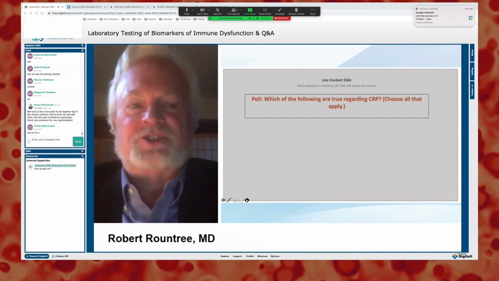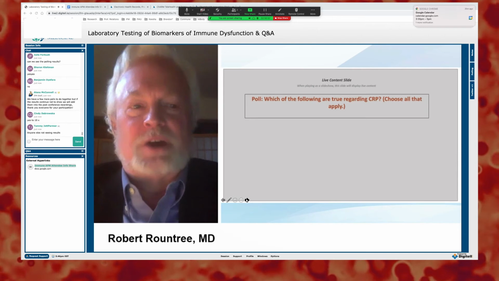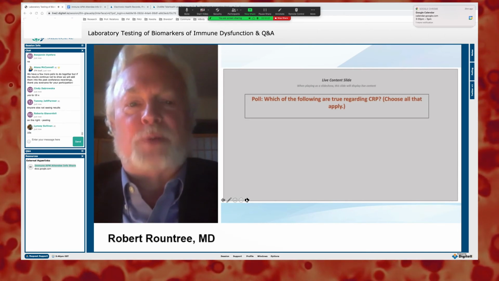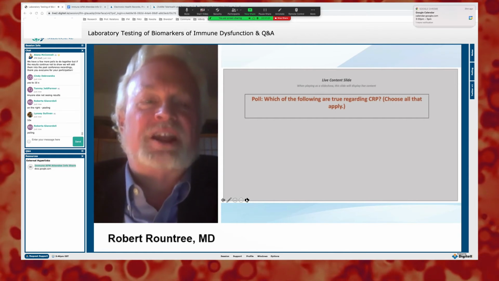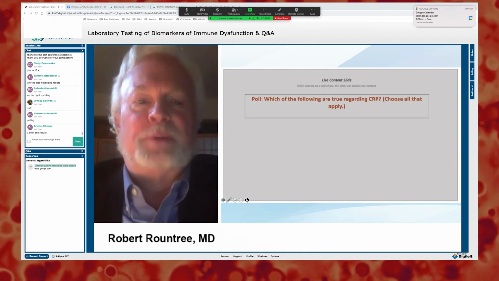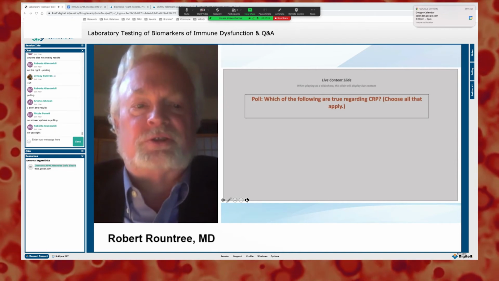So the answer to the first one is CRP does not go up with age. SED rate does. So that's why CRP is distinguished between the two. CRP can go up with smoking. Smoking is one of the most inflammatory things that you can do. CRP binds to LDL. Yes, that's how it contributes to atherosclerosis.